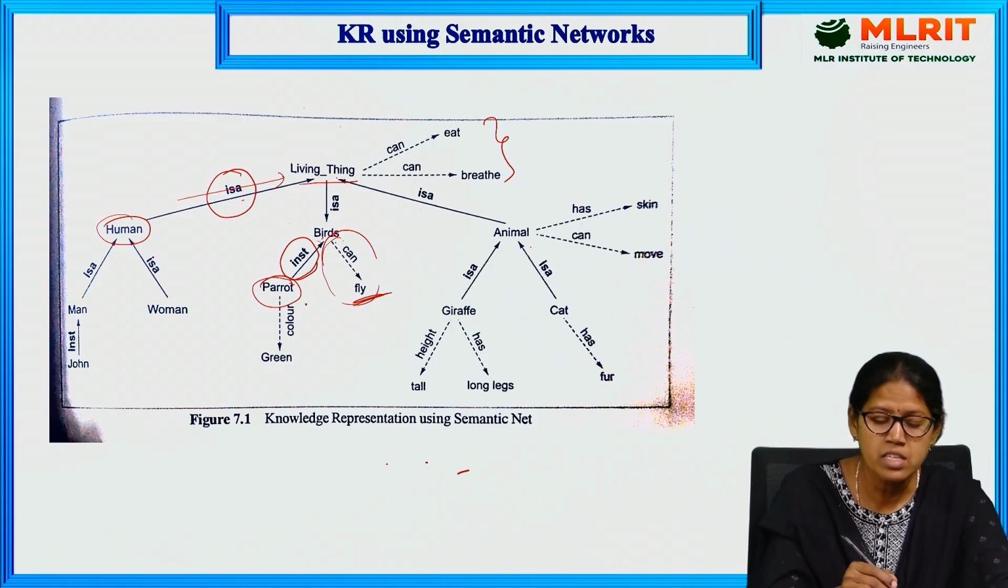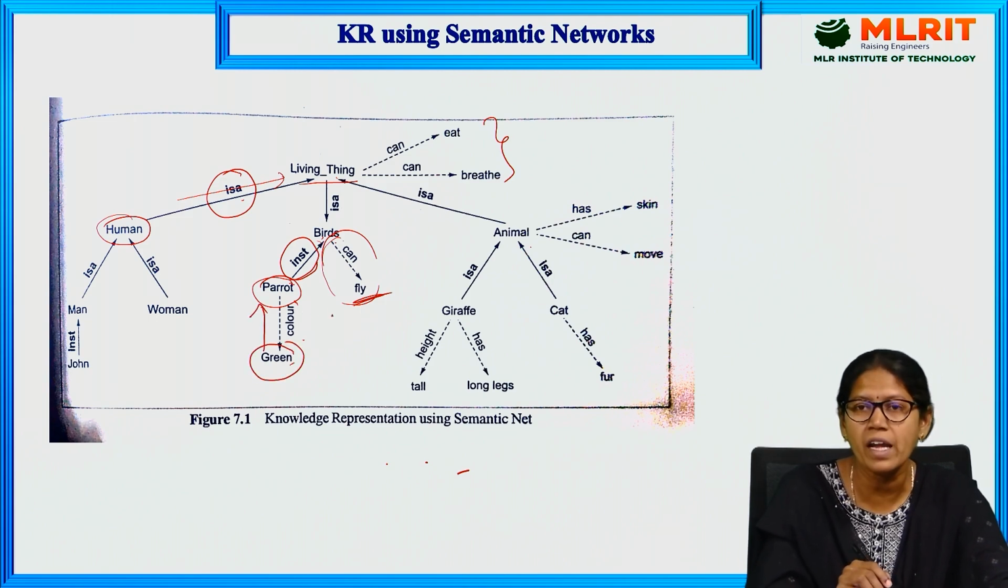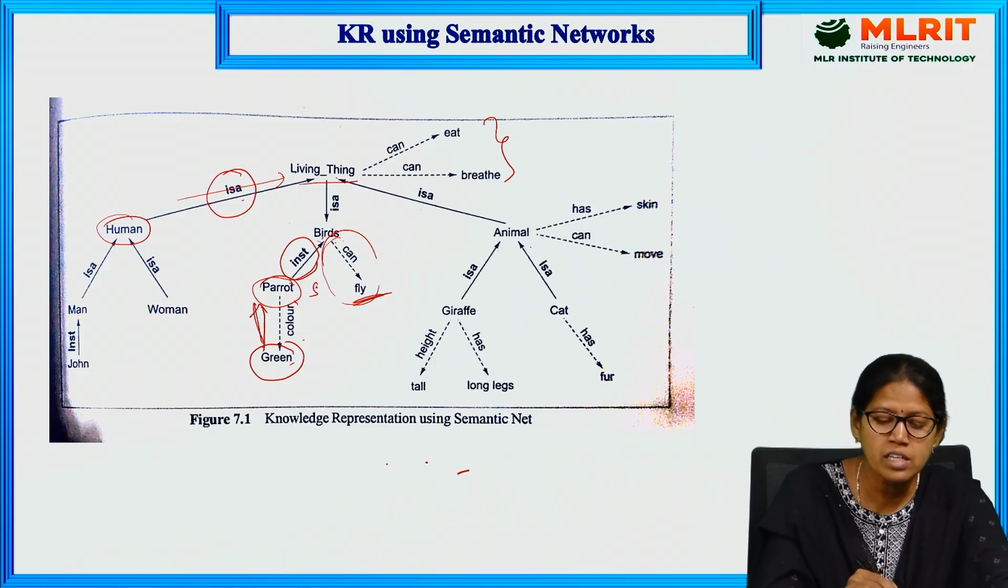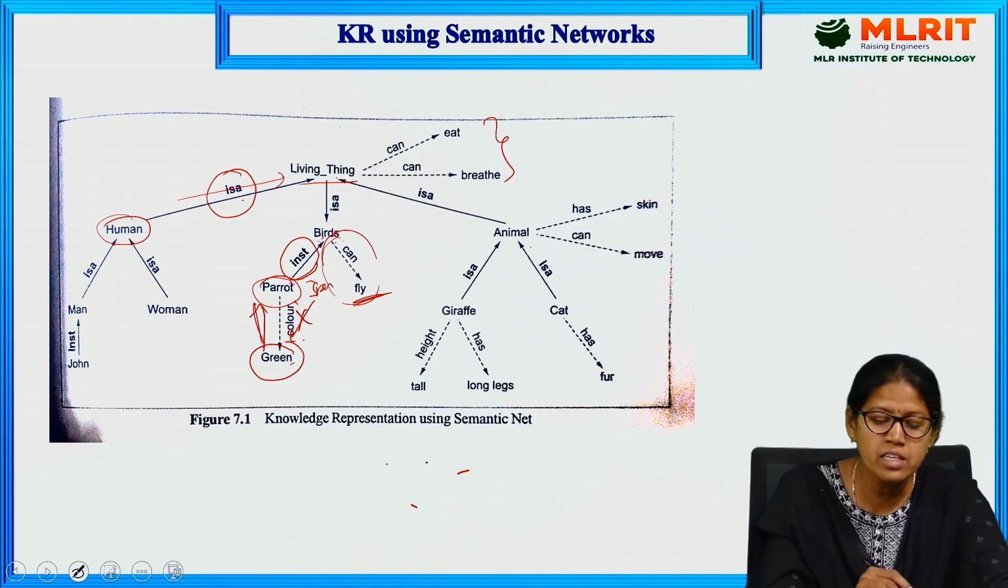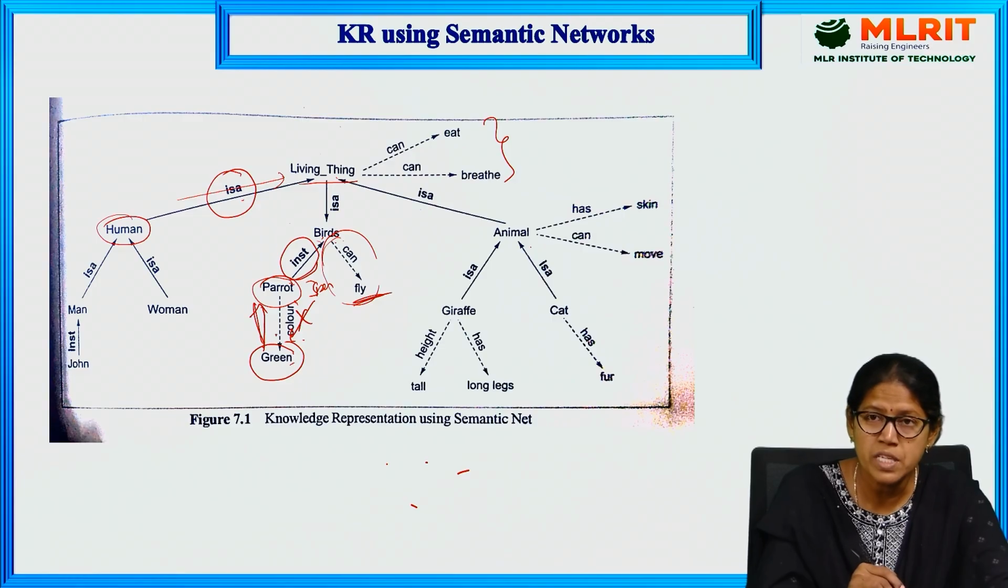Next, if you observe here, there is a color in green. This green color is specific to parrot. If you write a sparrow and link the same, it is not like that. This color green is only for the parrot. That is one of the specific attributes or properties of that parrot.